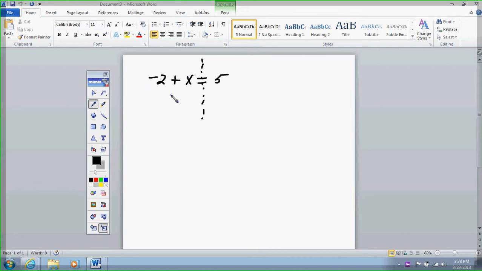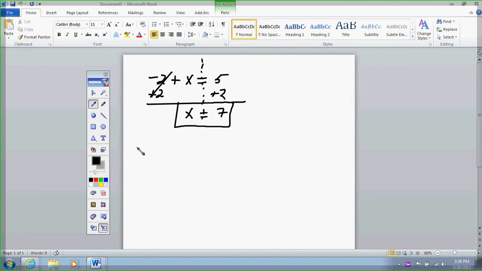On the left-hand side, I have 2 being subtracted. I know that because it's negative. So I need to do the opposite of subtraction, which is add. So I add 2 to each side. This cancels because negative 2 plus 2 is 0. Bring down what's left. I have x equals 5 plus 2 is 7. And I'm done. X equals 7. Very simple. Hopefully we can manage that.